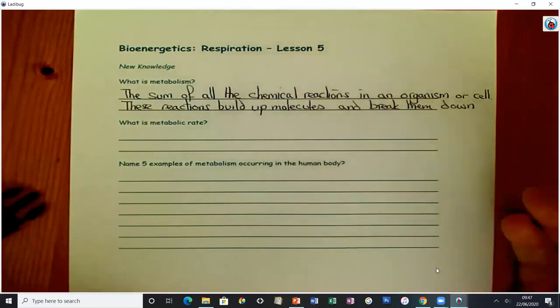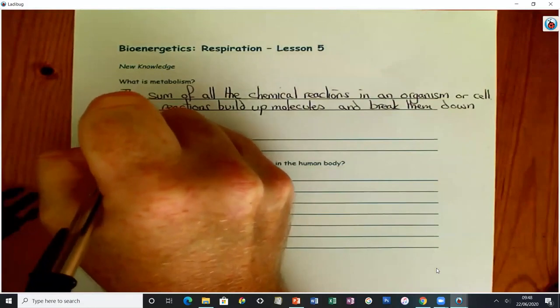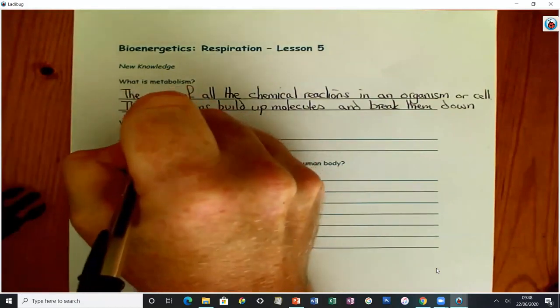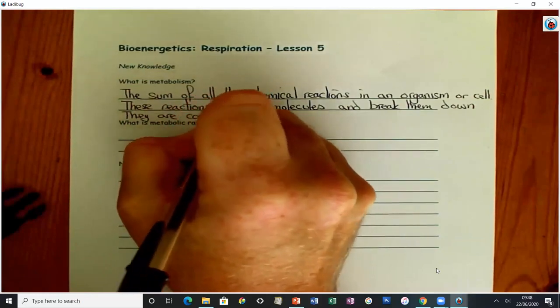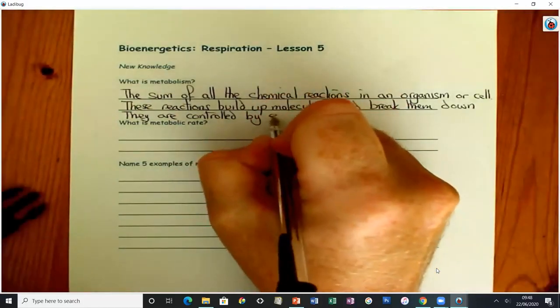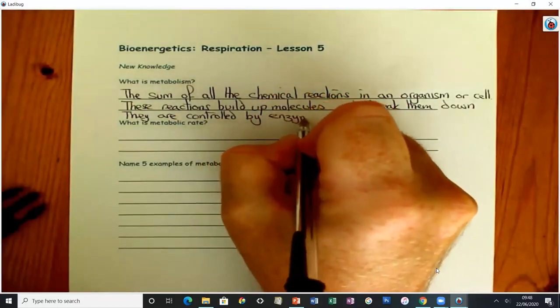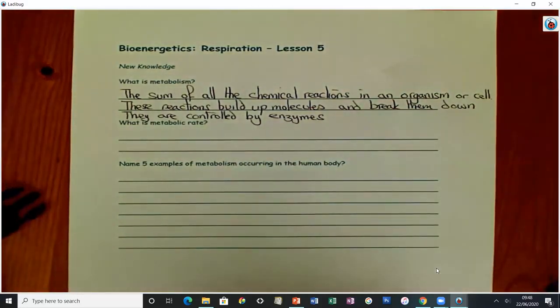And these reactions, they're controlled by enzymes. Okay. They are controlled by enzymes. So metabolism, all of the chemical reactions that take place in an organism or a cell.